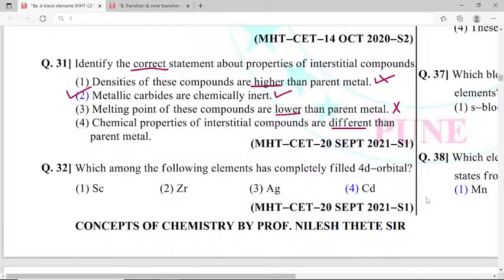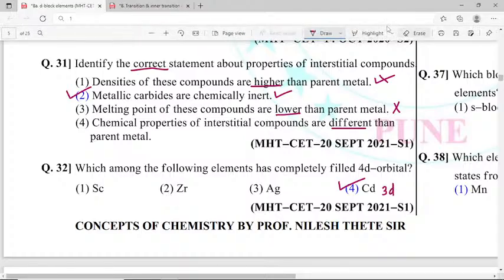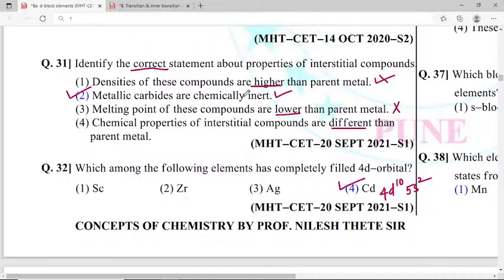Which among the following elements has a completely filled 3d orbital? Cadmium. Cadmium has a 3d orbital completely filled. Actually, it is 4d10, so this is 4d10, 5s2. Get it? Cadmium. Right now, this is a very, very important question.